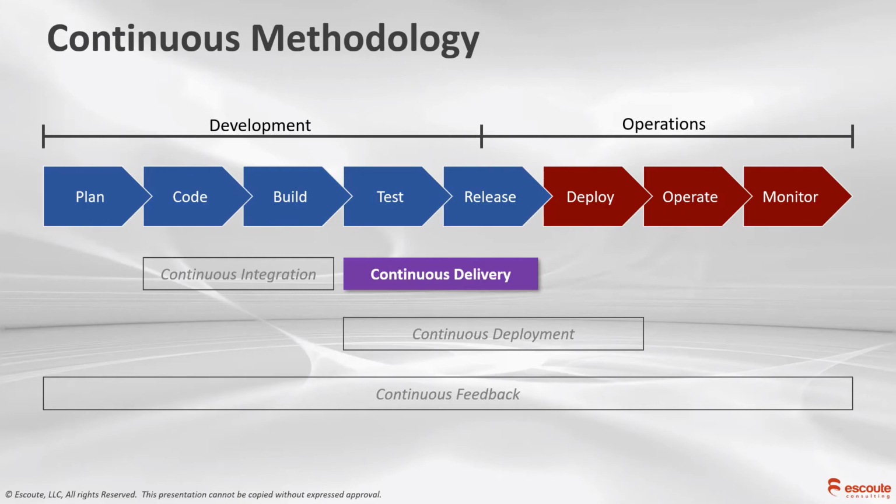So continuous delivery aligns with test and release phases of the pipeline and allows for organizations to manually trigger the release of the new builds as regularly as they choose.